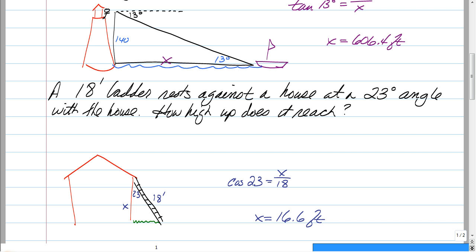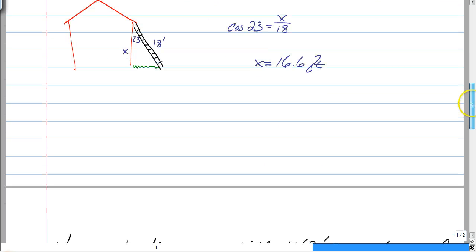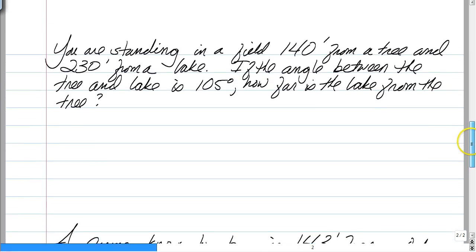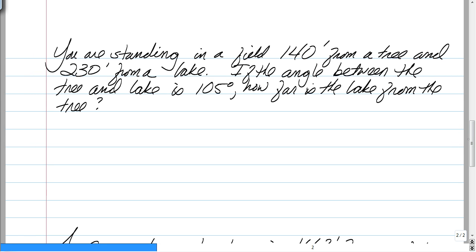All right? So that's our first three word problems. And now we're going to go to the next one, and something funny is going to happen, and we're going to switch gears here. It says you're standing in a field 140 feet from a tree and 230 feet from a lake. And the angle between the tree and the lake are 105 degrees. How far is the lake from the tree?